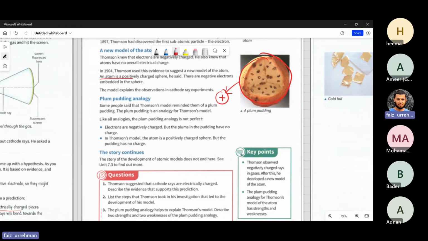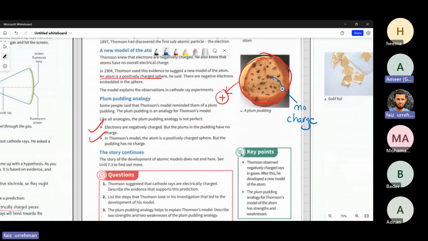Look, an atom is a positively charged sphere. There are negative electrons embedded in the sphere. We have to understand using these two points. Electrons are negatively charged, we all know that. But the plums in the pudding have no charge. Maybe the plum is like making the atom or the blood. Here, no charge.